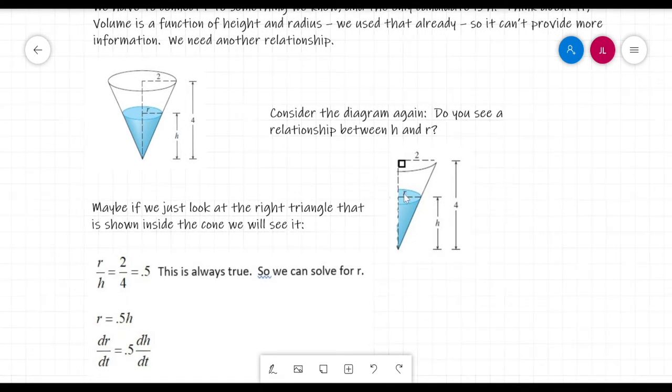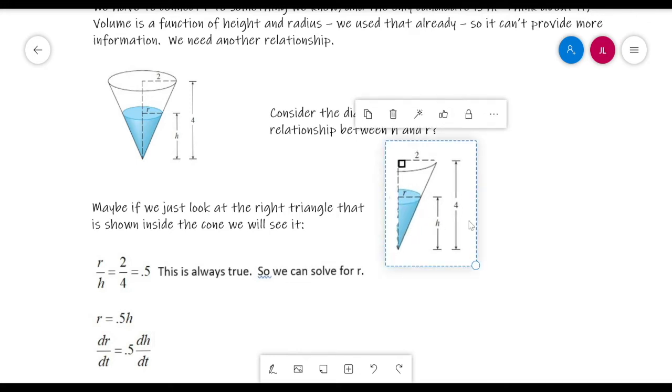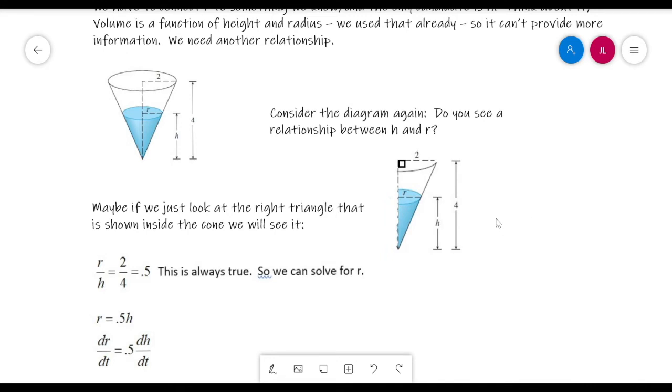So we consider the diagram again. And one thing that you always notice in the diagram of a cone is that the height, the edge of the cone, and the radius make a right triangle. So I chopped that right triangle out of the diagram, so maybe you could see more clearly. You have a very large right triangle, and a little tiny blue right triangle. And these triangles are similar.